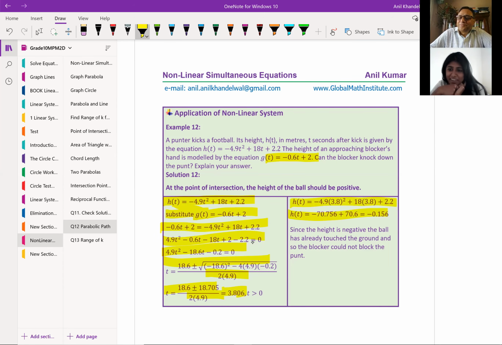It's like underground, which is not the case, right? So he was already hit late. The ball hit the ground, that means he was late. You understand? So that means he didn't block it.